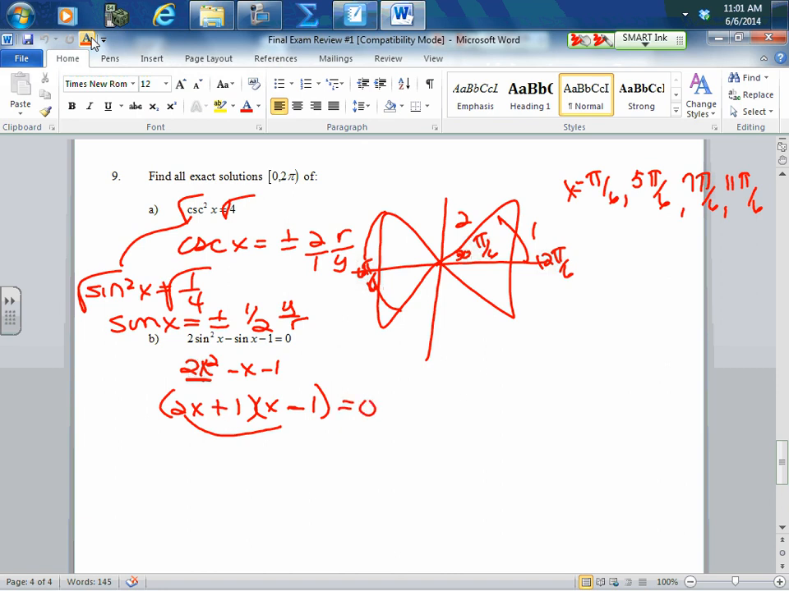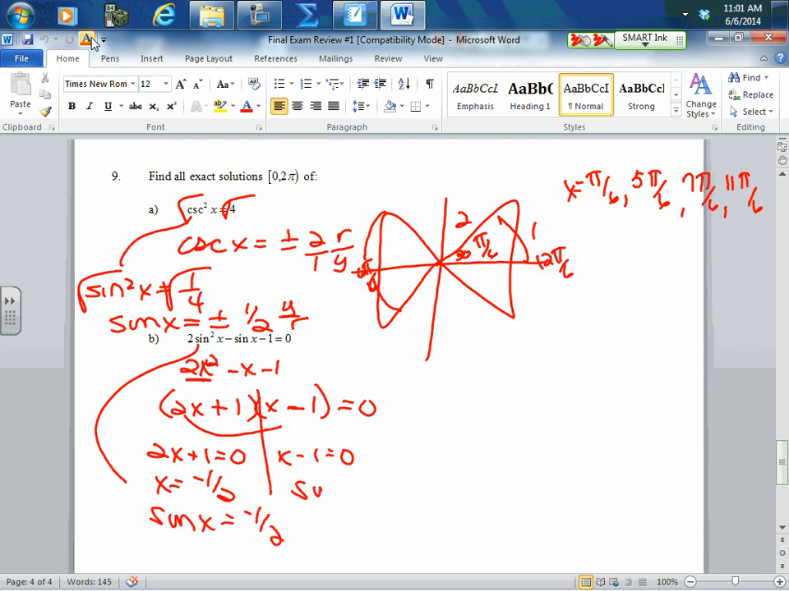Once you get this far, and you do this, just don't forget to put the sine word back in there. An angle whose sine is negative 1/2. An angle whose sine is 1. Sine of 1, remember, sine of 1 comes from your quadrants.